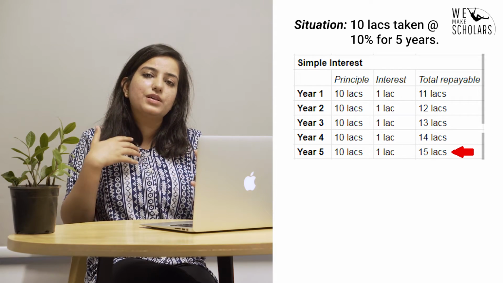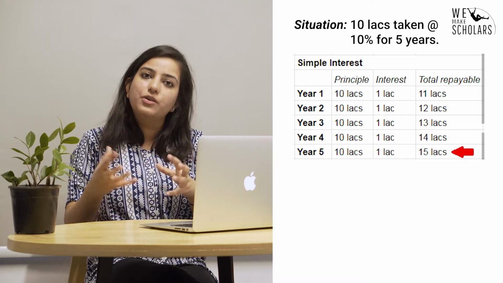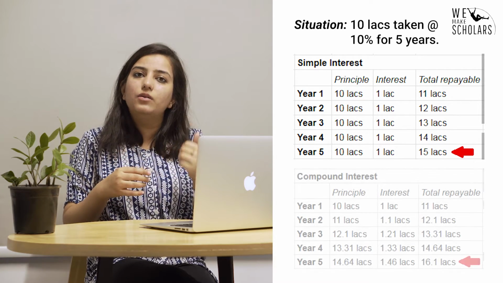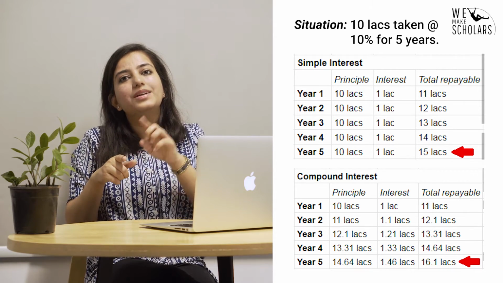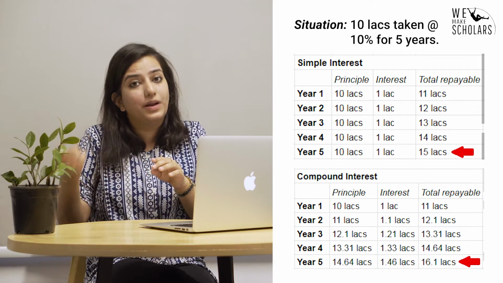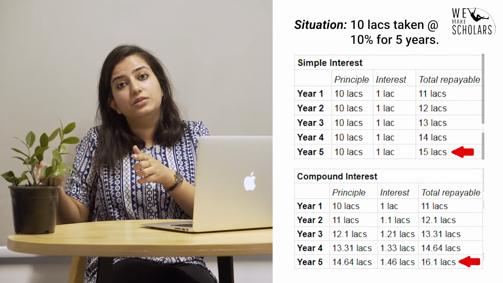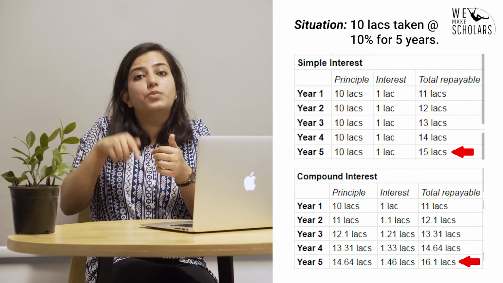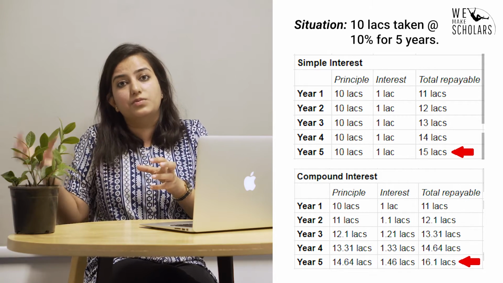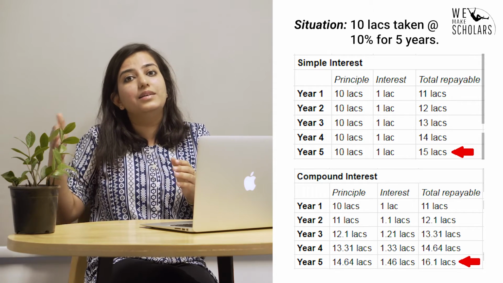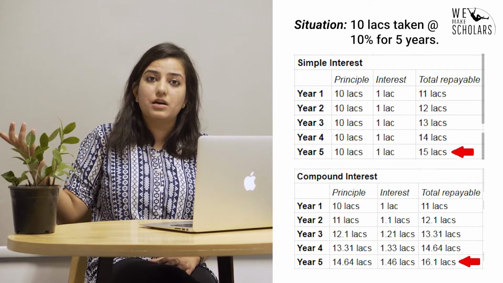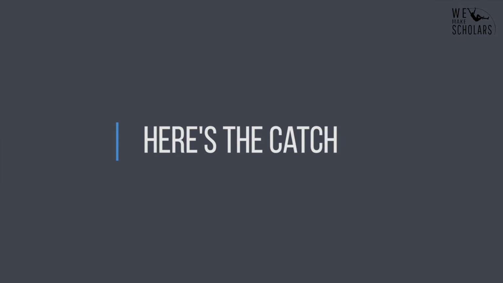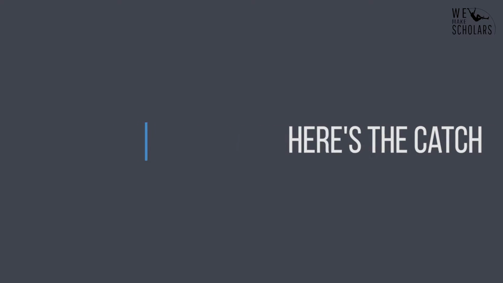But in case 2, if it is compound interest on annual compounding terms, then in year 1 the interest will be 1 lakh rupees on 10 lakhs, but in year 2 the interest will be charged on 10 plus 1, on 11 lakhs, so it will be 1.1 lakh. Similarly in year 3 the interest will be charged on 11 lakh plus 1.1, so on 12.1 lakh. So similarly, at the end of 5 years the total repayable will be 16.1 lakhs, compared to 15 lakhs in simple interest. Listen to this very carefully if you want to understand the full game.